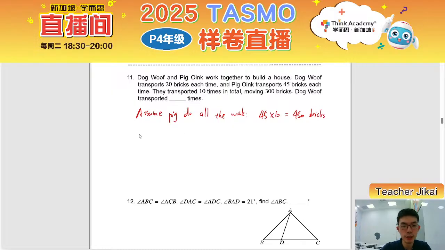And then we need to substitute 1 pig transport to 1 dog transport. So how many bricks less will be transferred?